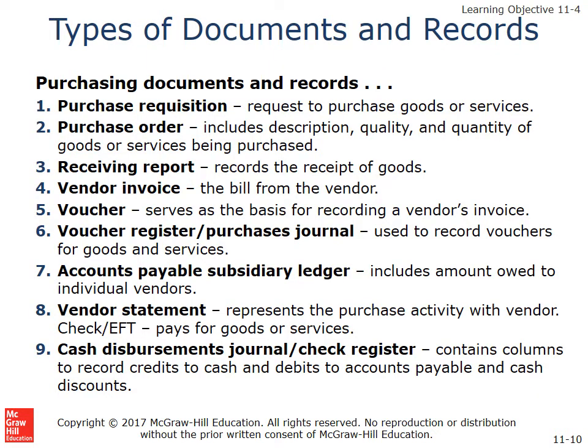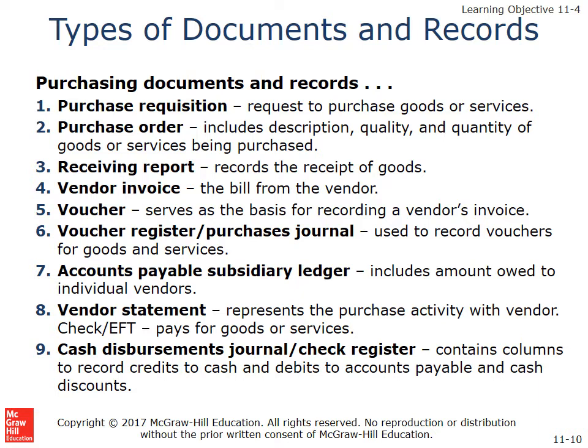So again, the types of documents we'll be seeing during this process: purchase requisitions, that's our request to purchase. Purchase orders include the description, quality, and quantity of goods being purchased. The receiving report reports the amount we received. The vendor invoice is the bill containing what you received, how many, what was charged, and the total amount. The voucher is the basis for recording the vendor's invoice. It is basically the package of the purchase order, receiving report, and vendor's invoice, all checked and shown to be authentic.